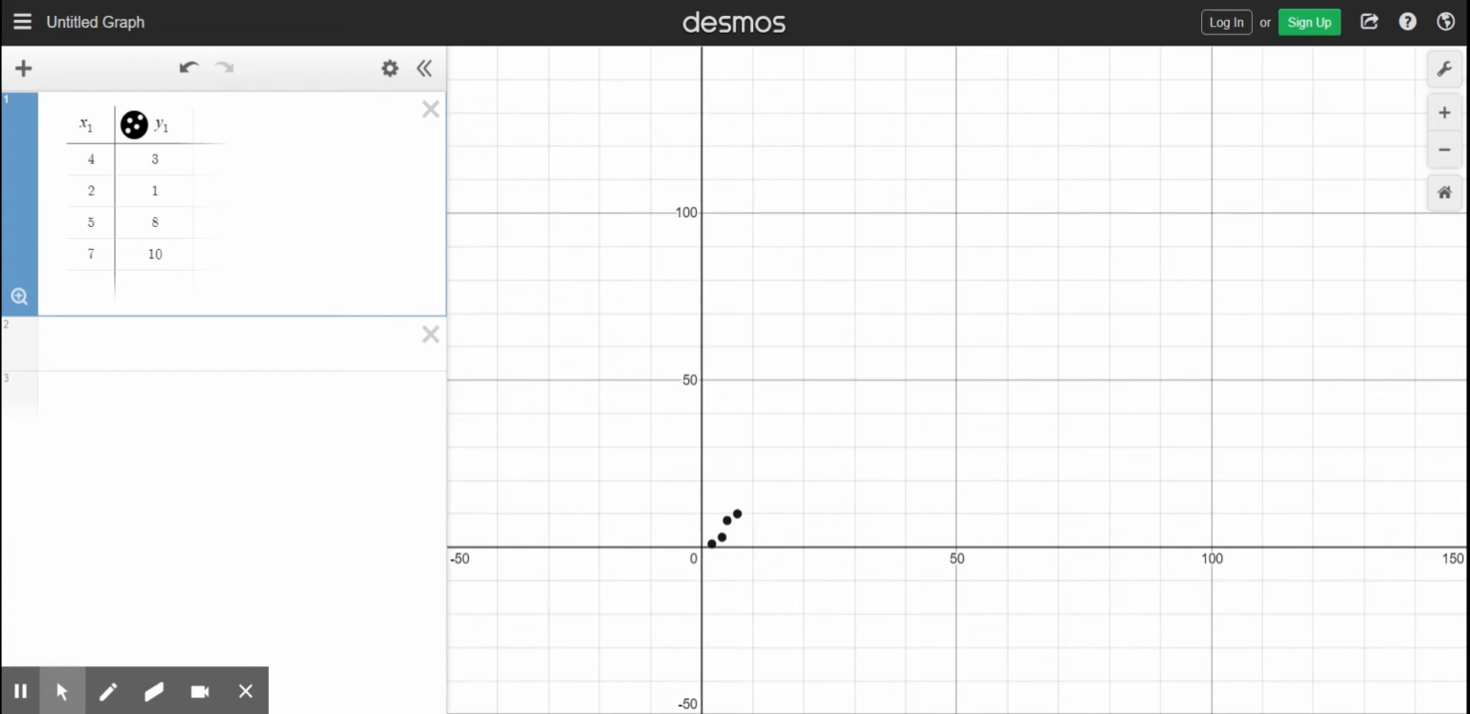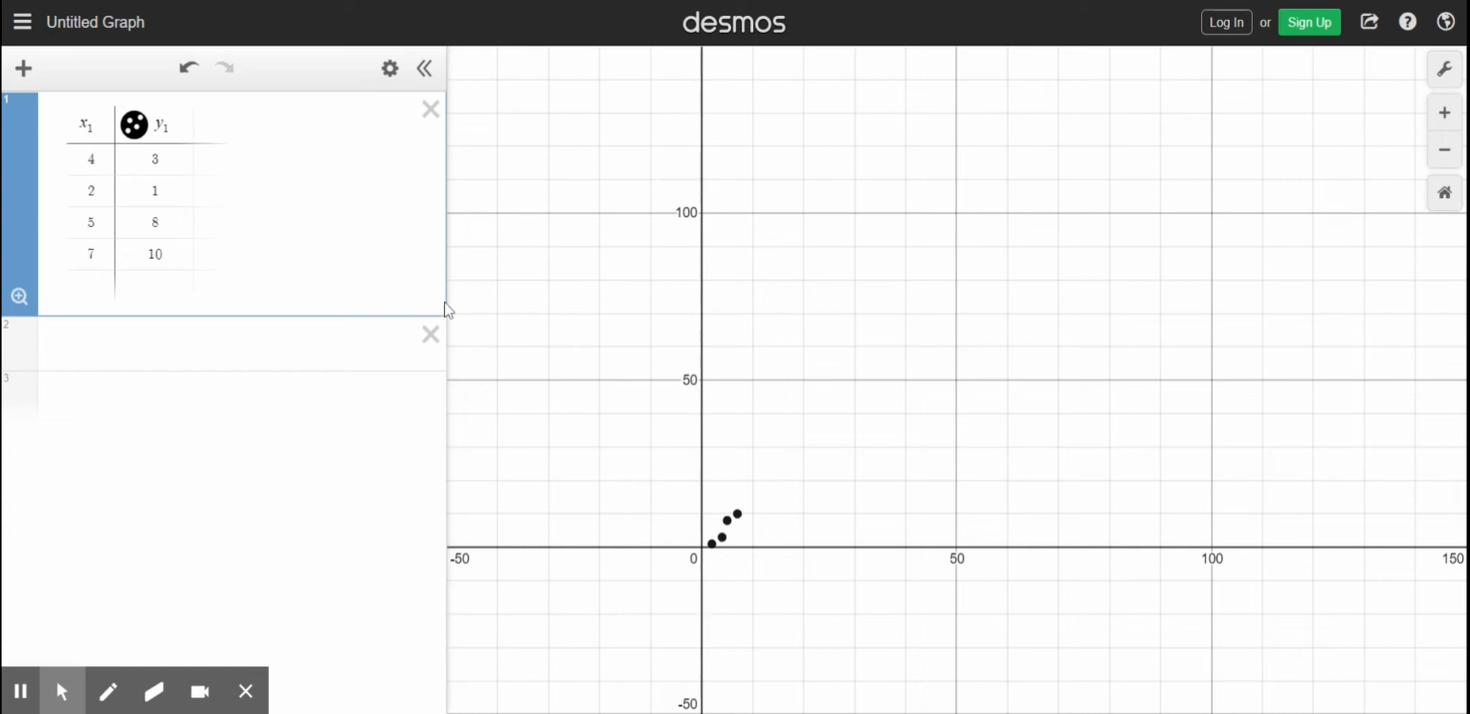And so what I need to be able to do is run a linear regression, which means I'm going to be finding the line of best fit. Okay, and we talked about this the other day where you could do that by hand, right? But you're not going to get the exact same answer as me. So we're going to let Desmos, we're going to let technology do it for us.